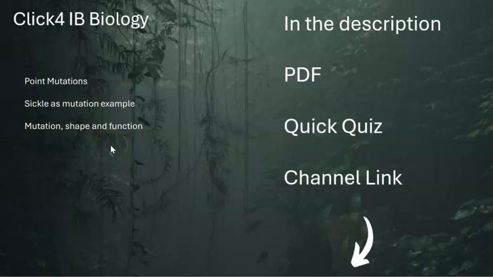Click for IB Biology. We're going to be looking at what is called a point mutation and the way this affects the protein which is manufactured in protein synthesis. The example that we're going to be using is the sickle mutation for hemoglobin, and we'll have a look at how the mutation can change the shape and the function of the protein.